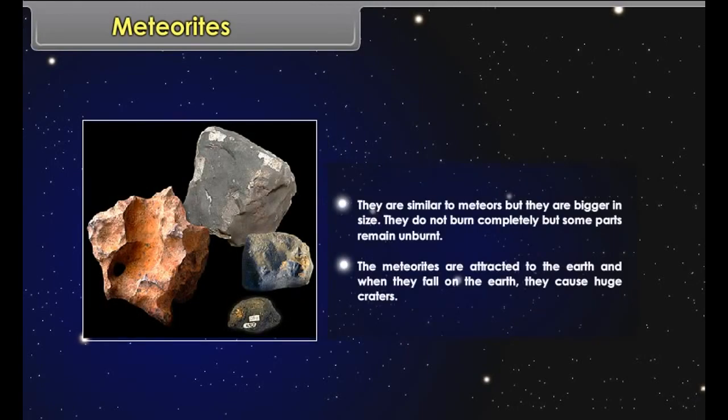Meteorites. They are similar to meteors, but they are bigger in size. They do not burn completely, but some parts remain unburnt. The meteorites are attracted to the Earth, and when they fall on the Earth, they cause huge craters.